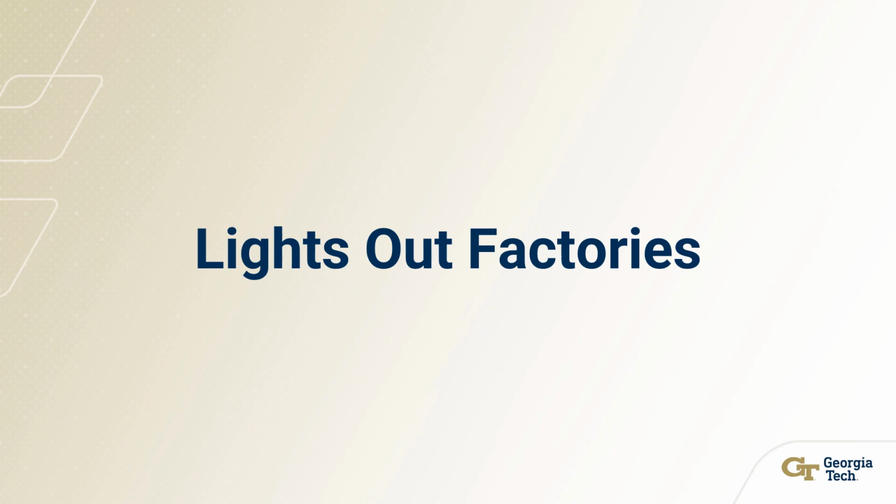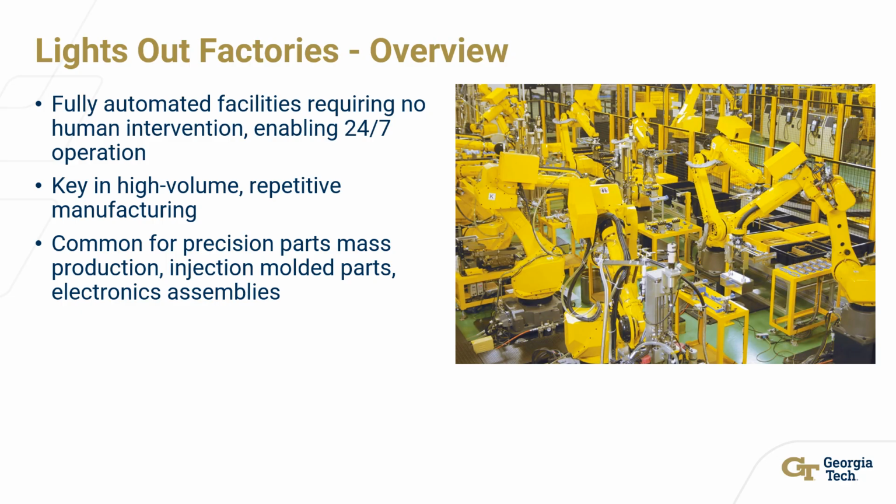The next topic is lights out factories. Lights out factories represent the pinnacle of manufacturing automation. These facilities operate entirely without human intervention, running 24/7 to maximize efficiency and output. The term lights out comes from the fact that these factories don't even require lighting since no workers are present. A famous example is Fanuc's factory in Japan, which manufactures robots using robots in a completely autonomous process, running continuously up to 30 days without any human intervention. The result: consistent production at a scale and speed unmatched by human operated factories.